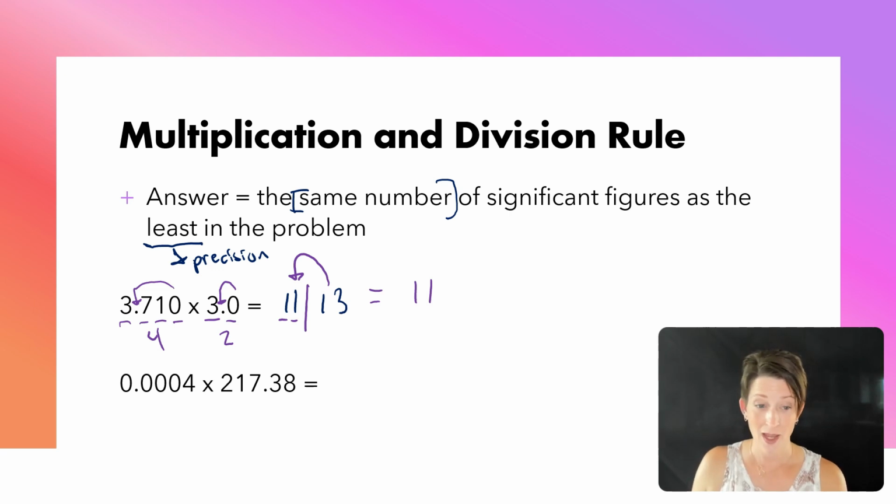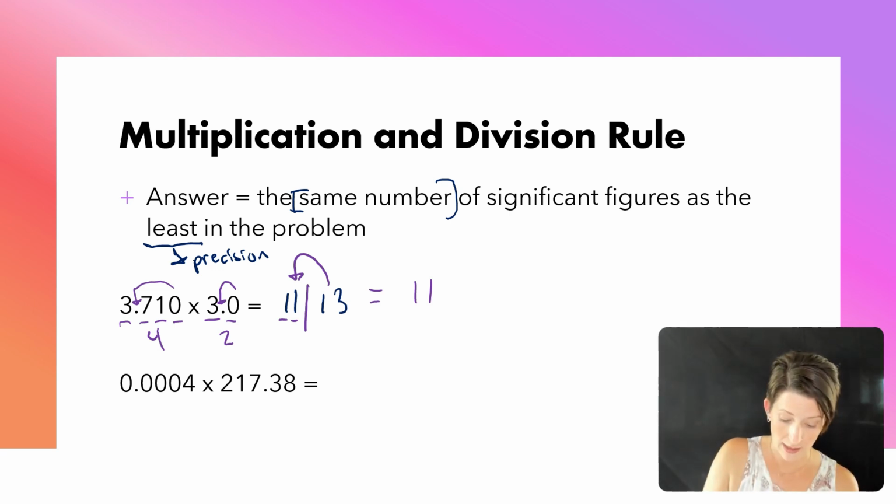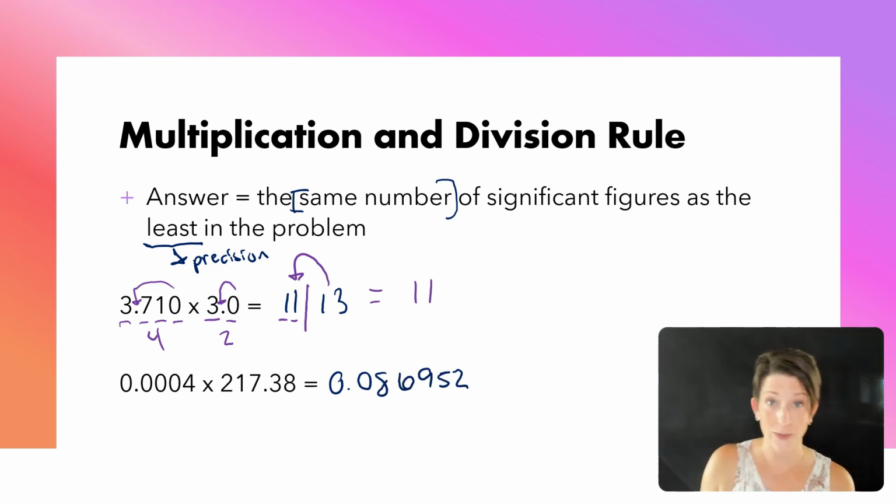And the next one, 0.0004 times 217.38. Plug this into your calculator and you're going to get 0.086952. It's a lot of digits we don't necessarily need to care about. Go back, determine which number provides us the fewest sig figs, or which one's the least precise. We always have to start with a significant digit in counting. So 4 is the first digit we get to. None of those zeros matter because they are not significant, because they come before the first significant digit. So there's 1.